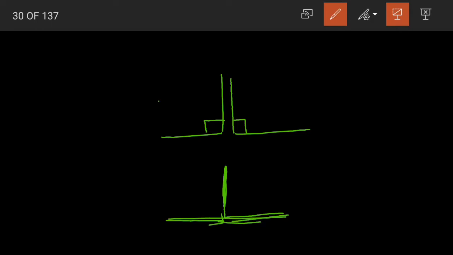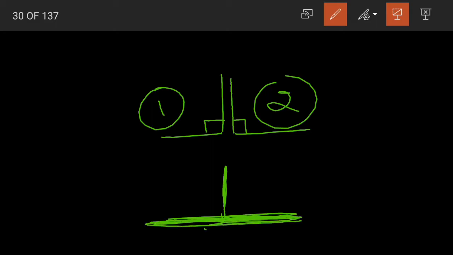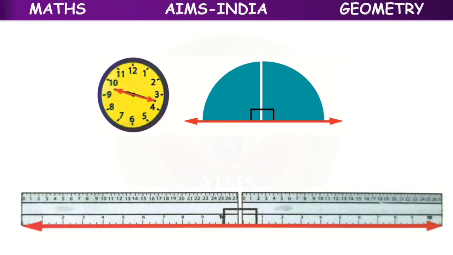Understood, children? What did I do? These right angle 1 and right angle 2, I have placed them next to each other. So because of placing them next to each other, they have formed a straight line. So the complete angle here now becomes a straight angle. Originally it was two right angles, but as we have placed them next to each other, the angle we now have is a straight angle. These are few examples of straight angle, children.